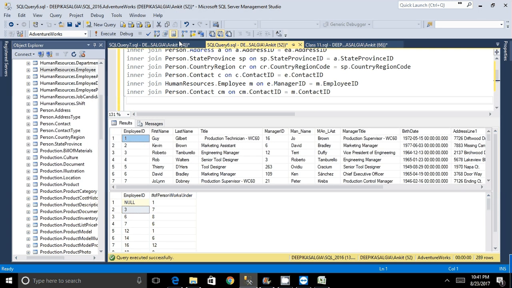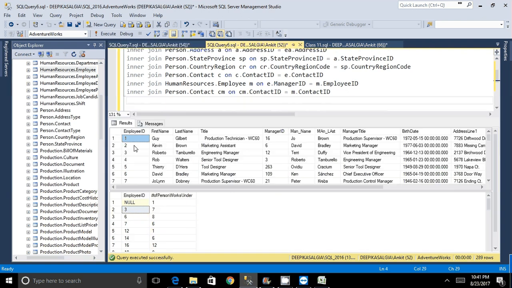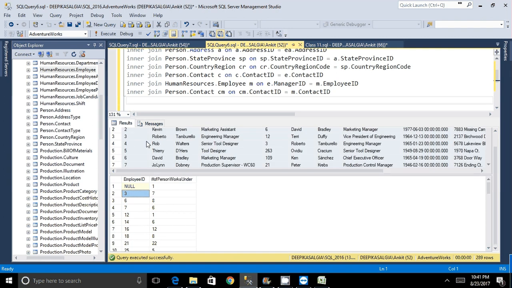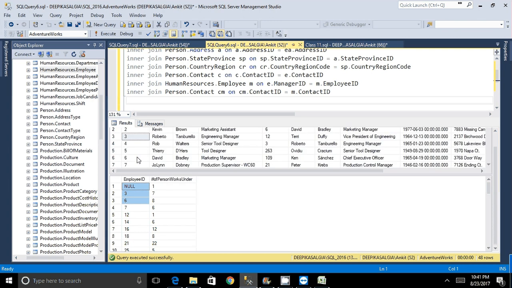So what you wanted to do is show all the employees, even if they don't have any person working under them, you show it as a null. So 1, he doesn't have any employee under him. 2, he doesn't have any employee. 3, he does. So that's why you do a left join, because you wanted all the records from the left table. You don't want the inner join. If you do the inner join between these two tables, you're going to get only those employee IDs which exist in both the tables. Make sense?